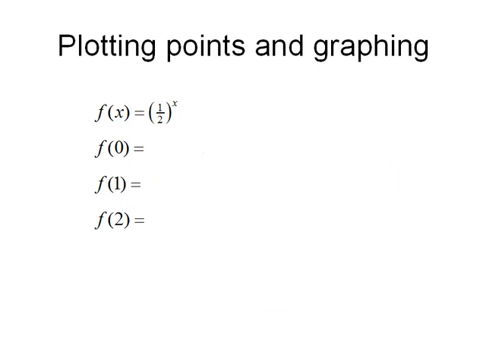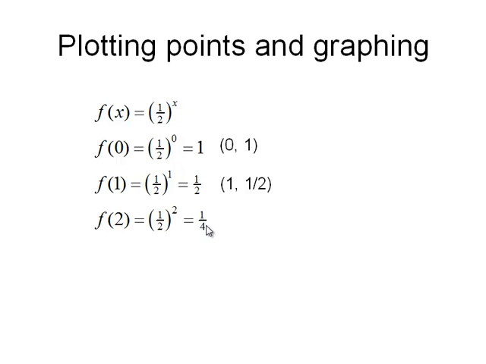Now when we look at the function 1/2 to the x, we can do the same thing. When you plug in 0, you get 1/2 to the 0 power, and 1/2 to the 0 power is 1. So you have the point 0, 1. When you plug in 1, you get 1/2 to the first, which is 1/2. So you have 1, 1/2 as our point. Plug in 2, you get 1/2 squared, which is 1/4. So you have the point 2, 1/4.